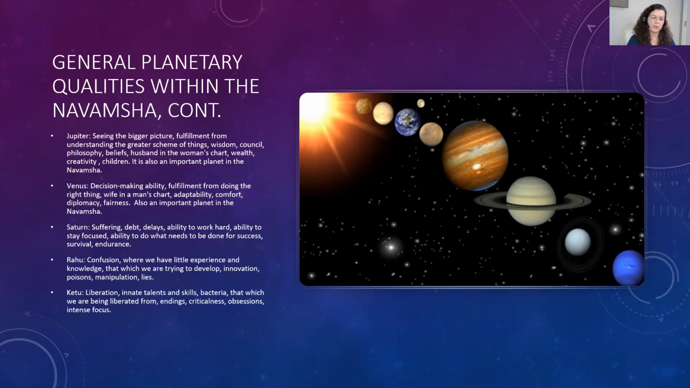And if a person has a weak Saturn or a Saturn that's debilitated, they will struggle with staying the course for the long haul in the marriage. They will struggle with their capacity to endure the struggles that take place in the marriage or on the path. And so Saturn is also a very important planet in the Navamsha.